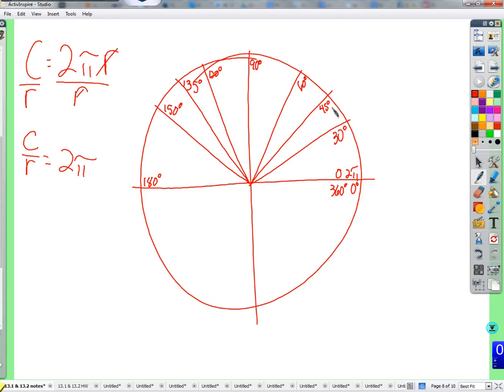Okay, so if that's 2 pi radians, how far is this, just from here to there? Pi, 1/2 of 2 pi, which would just be pi, 2 pi divided by 2. Have you guys done radians before? Anybody? No. No, okay. Well, you're catching on real nicely.